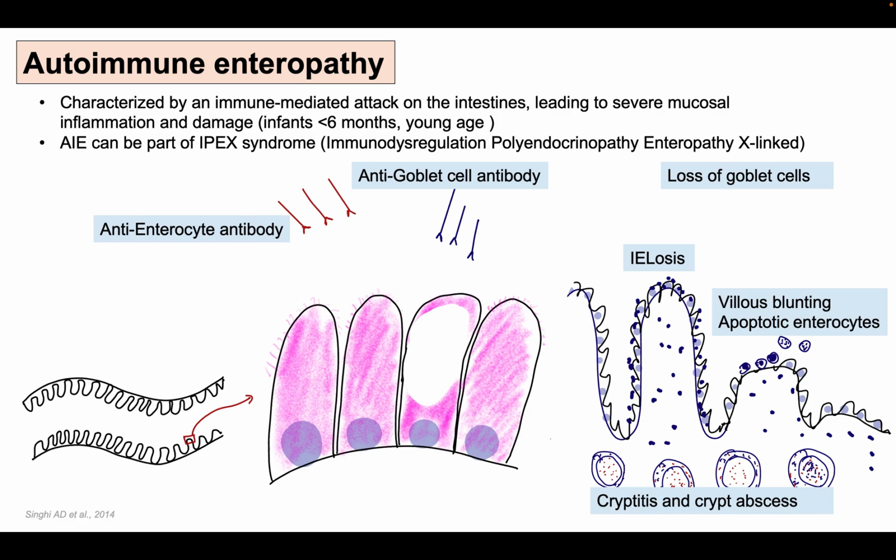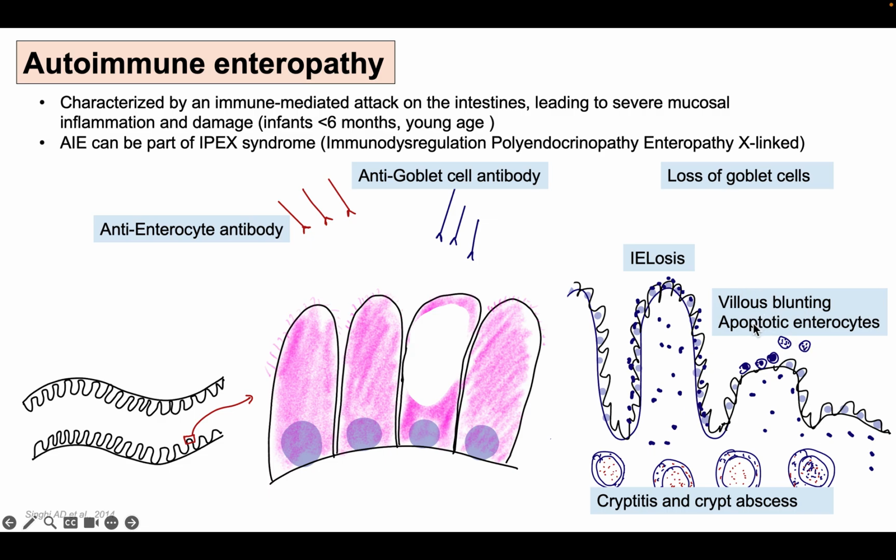So it is characterized by the immune mediated attack on the intestines, leading to severe mucosal inflammation and damage, and it occurs in infants less than 6 months or in a young age. Okay, so autoimmune enteropathy can be a part of the IPEX syndrome. You know that immunodysregulation, polyendocrinopathy, enteropathy, X-linked syndrome. So what happens here is that anti-enterocyte, this is the enterocyte and this is the goblet cell. So antibody against this cell and this cell will destroy these cells. So they become like apoptotic bodies in the mucosa.